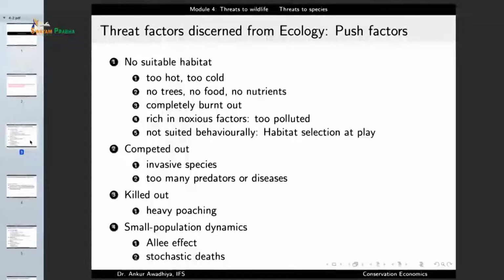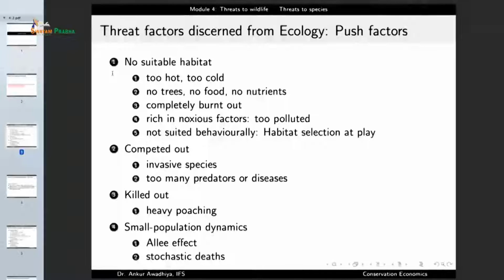And if we look at these push factors, we can divide them into certain categories. So the first one is no suitable habitat. So you have an area which does not provide a suitable habitat to the species. It is either too hot or too cold, or there are no trees, so there is no shelter that is available for the organism. There is no food, there are no nutrients in this area, or an area that is completely burnt out. So probably there was a forest fire, and this forest fire burnt away all the habitats of a particular species. So in that case, this organism will not be having any other suitable habitat in which to live.